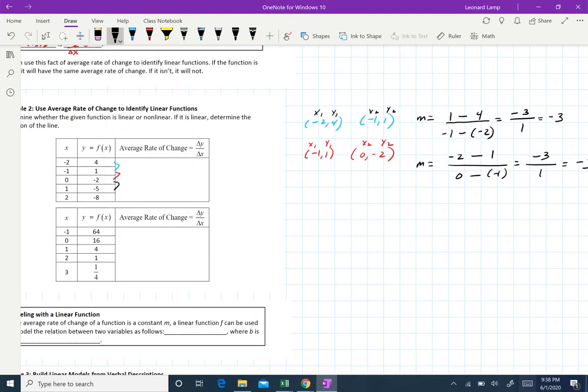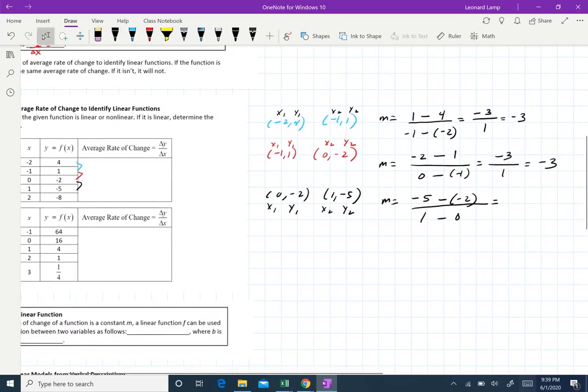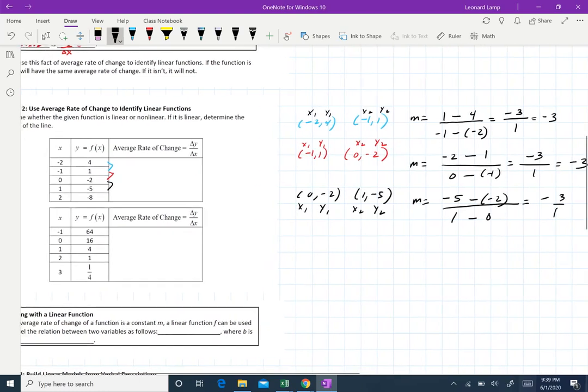So let's do this one more time to convince ourselves. If you do the next 2 points, 0, -2, and 1, -5, again, if I label them, substitute into my formula, y2 minus y1, watch out for those negatives, over x2 minus x1. -5 plus 2 is -3 over 1. Right, so we notice that we have this consistency here, and notice that this guy must be linear.